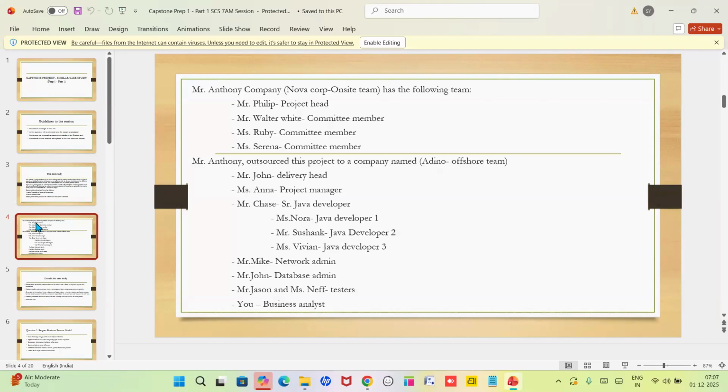In the team, Mr. John is the delivery head, and Miss Anna is the project manager. Mr. Chase is a senior Java developer, and Miss Nora, Mr. Sushank, and Miss Vivian are the Java developers in this project. Mr. Mike is the network admin, and Mr. John is the database admin. Mr. Johnson and Miss Neff are the testers. Here the business analyst is you, going through this project, so you are the BA.